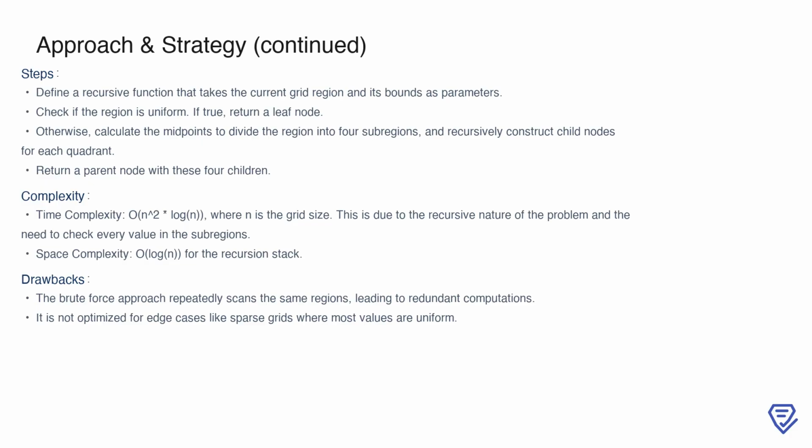While this approach is conceptually simple, its efficiency is worth examining. The time complexity is n squared * log n, where n is the grid size. This arises from scanning all values in smaller and smaller subregions. Additionally, the space complexity is log n due to the recursion stack depth. However, one significant drawback is the repeated scanning of the same regions, which leads to redundant computations. This inefficiency makes the brute force approach less suitable for larger grids, especially when dealing with sparse data.